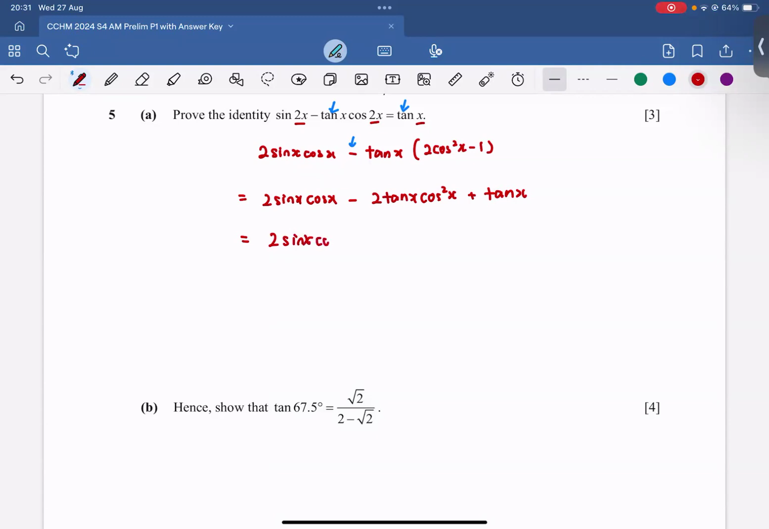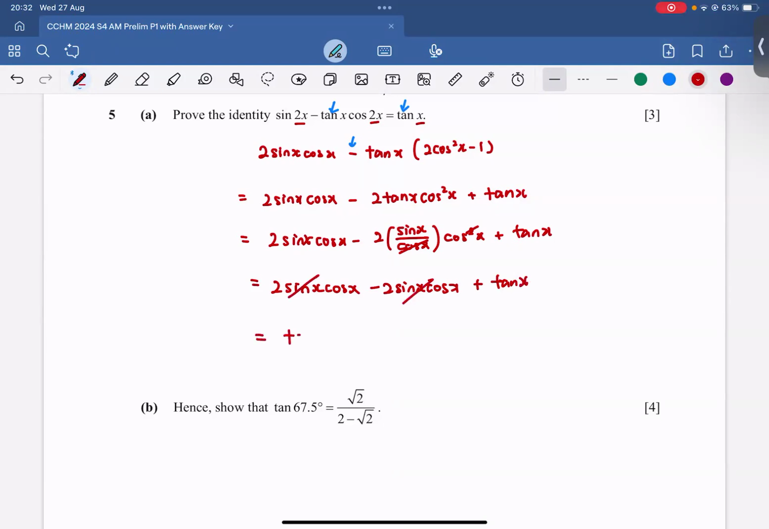From here, we know that tangent is actually sine over cosine. And we know that the cosine square and the cosine can cancel. And what we get here is just 2 sine x cos x. And then now what we can do, we can cancel away these two and just get tangent x.